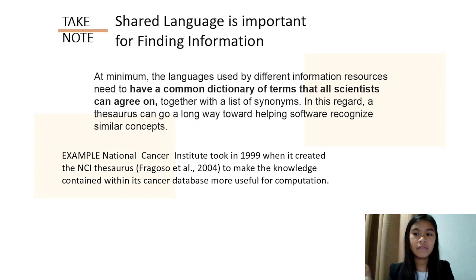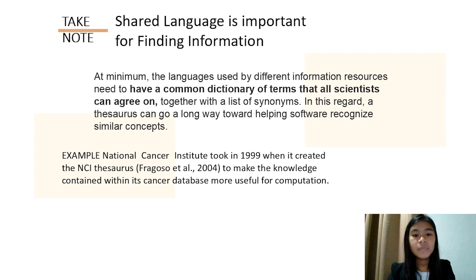So from the word develops from, take note that shared language is important for finding information. The biggest challenge in making scientific data easy to find is the need for a common language to describe scientific terms so that a computer can scour the internet, automatically discover relevant information, and be able to compare this information to similar data from other resources.